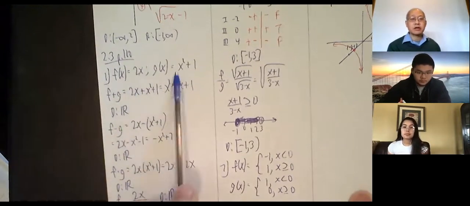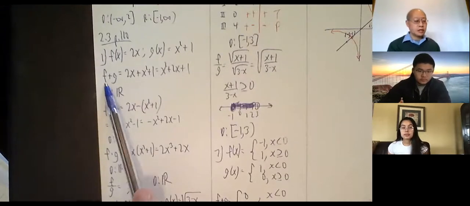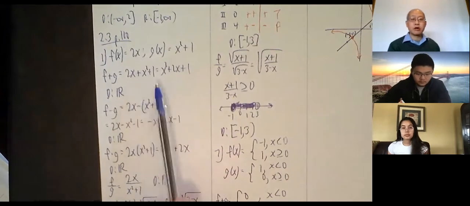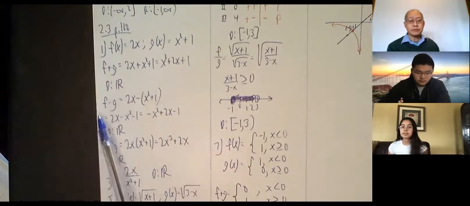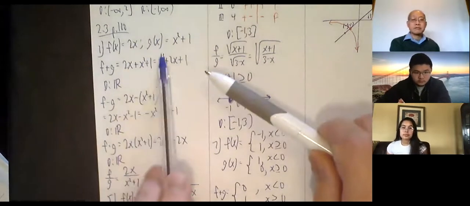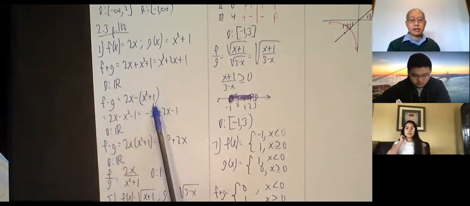Okay, so here are two functions, f and g. So it asks for f plus g, just add them up. So 2x plus x squared plus 1, reorder it, x squared plus 2x plus 1. Domain is all real numbers. F minus g, you just subtract. 2x minus parentheses, x squared plus 1. Watch out, you need parentheses here.